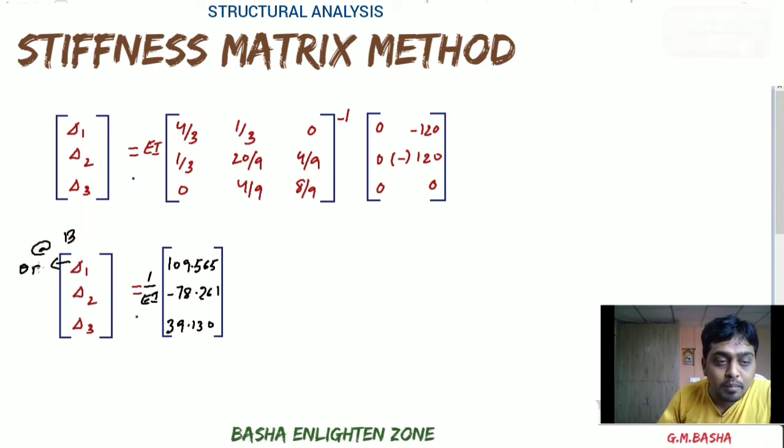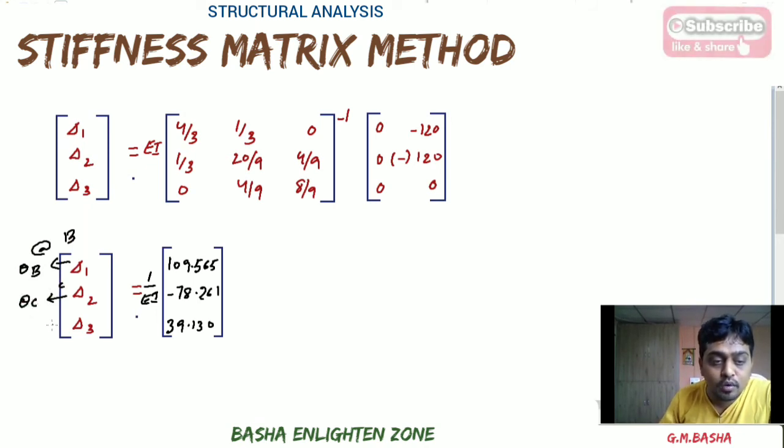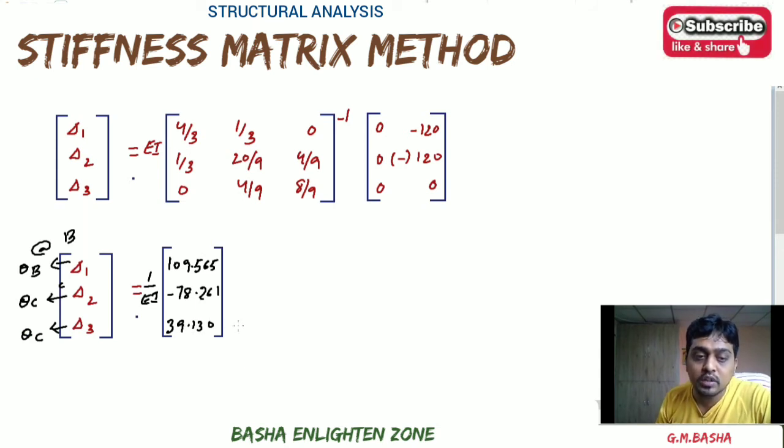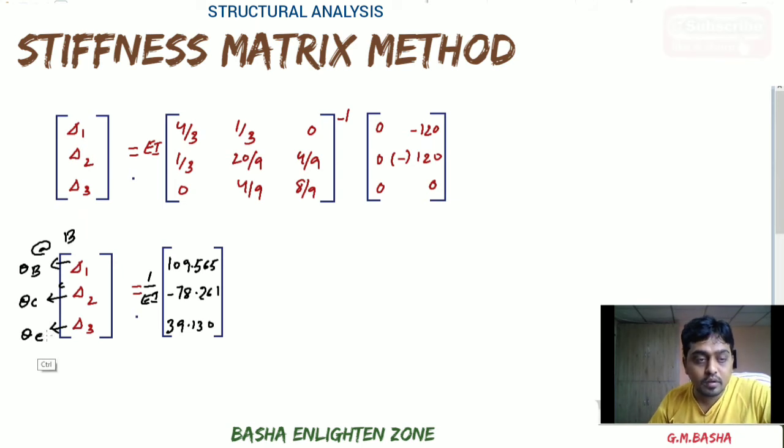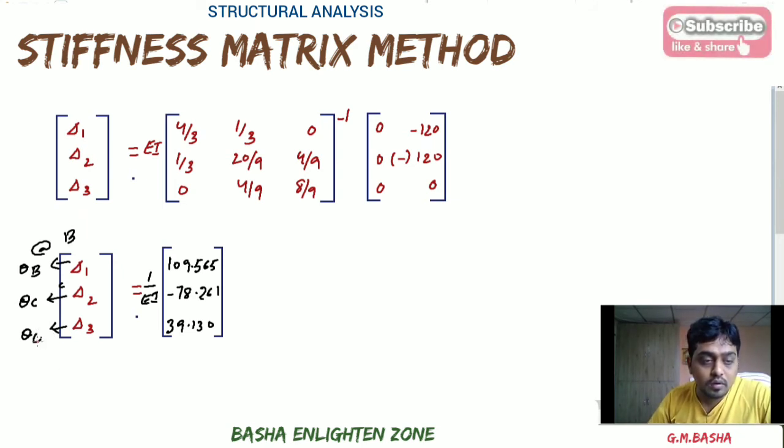Therefore, theta B will be equal to this delta 1. Similarly, second coordinate position at C. Therefore, theta C will be equal to delta 2. Therefore, third coordinate position at E. Therefore, theta E will be equal to this third value, delta 3 value, that is 39.130. So these are the slopes at the particular coordinate positions, theta B, theta C and theta E. This one will be theta E, because of the E joint.